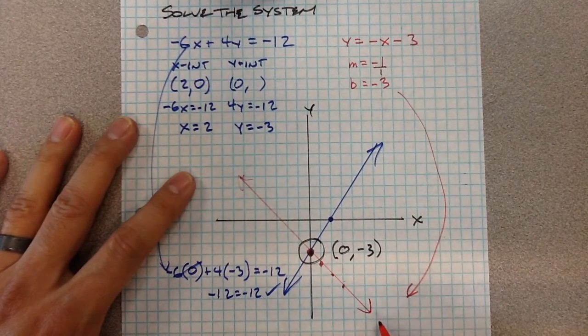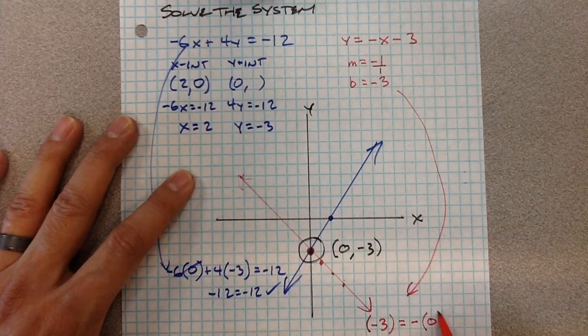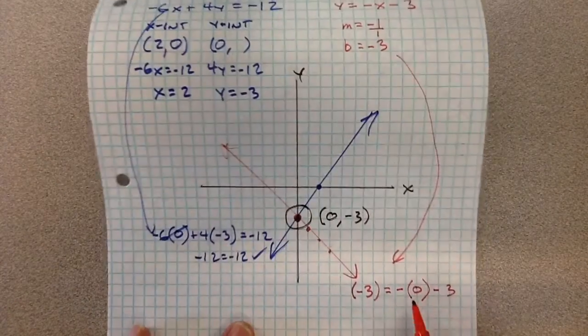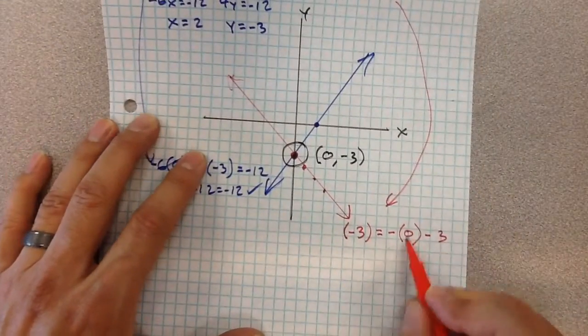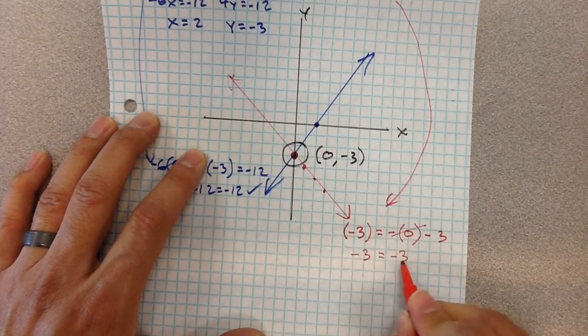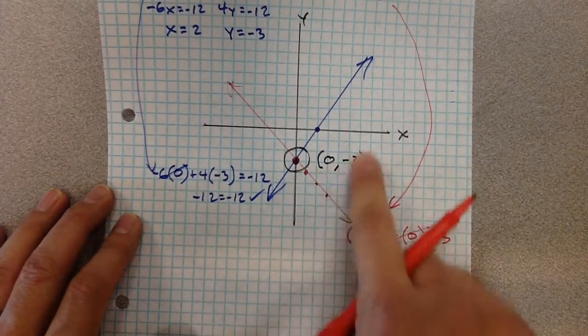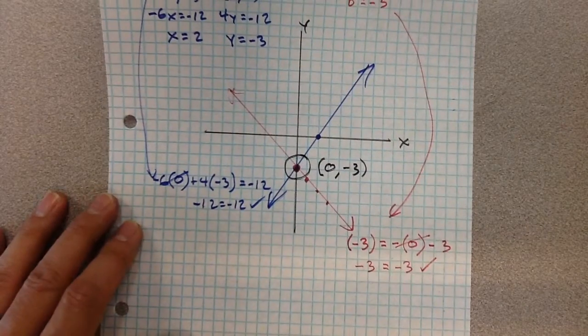And the one in red, y, which I'll plug in negative 3, equals negative x, and x is 0, minus 3. Well, once again, in this case, 0 disappears, so I get negative 3 equals negative 3. That checks out also. So we did do it correctly, that this is the solution to the system, (0, -3).